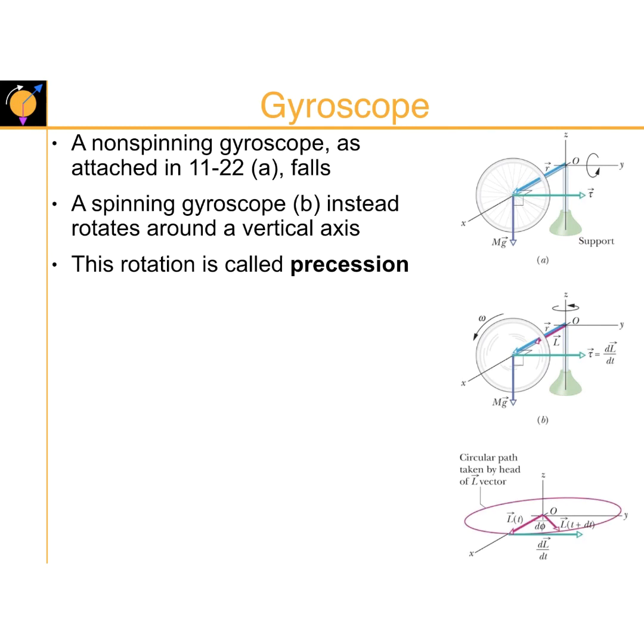So, just a quick note on gyroscopes. A gyroscope is basically, you can think of it as like a bicycle wheel attached to a stick, and if you get it spinning, it has angular momentum. But if it's not spinning and I attach it with a stick here to a support, and I just put it on there, it's just going to fall down because gravity is going to act on it and pull it down.